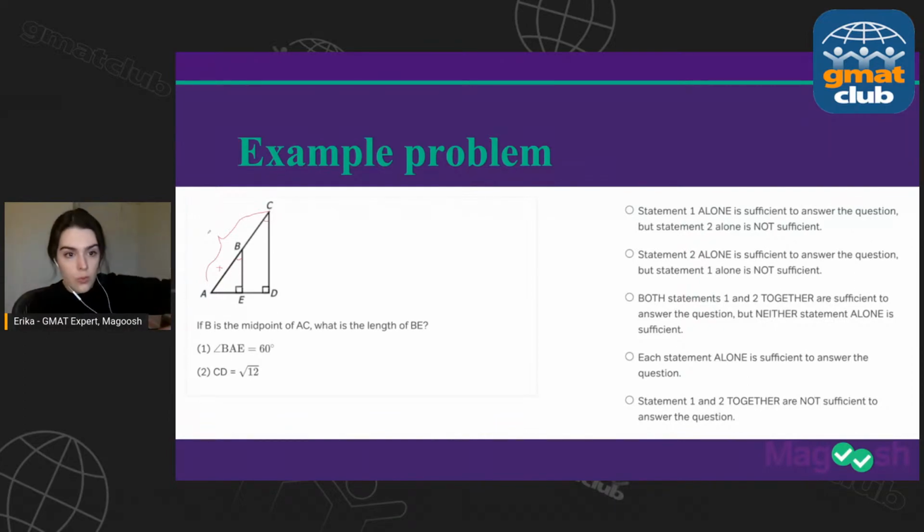Okay, cool. We've taken care of the diagram. We're not ready for the statements yet. We still have to process the text. Okay, if B is the midpoint of AC.